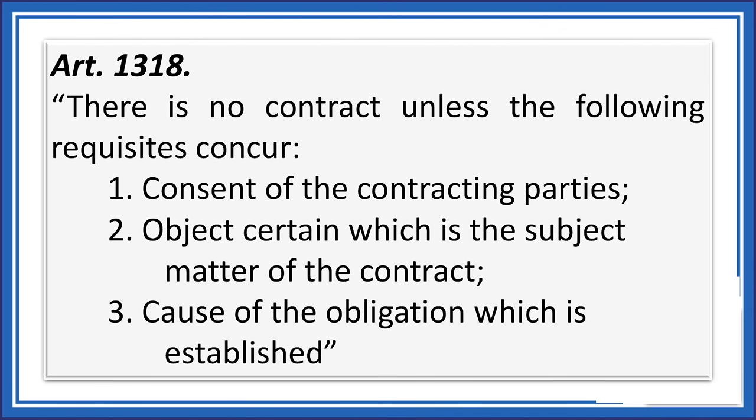First, consent of the contracting parties. Second, object certain, which is the subject matter of the contract. And third, cause of the obligation, which is established. Okay? So, memorize nyo na rin. Mas madali siya. Anyway, we will be discussing each. Ito talaga yung i-discuss natin in this video, yung ano ba ibig sabihin ng pag sinabi ng consent of the contracting parties. Tapos yung object certain, okay? Which is the subject matter nga ng contract. Tapos yung cause of the obligation, tapos sabi which is established.